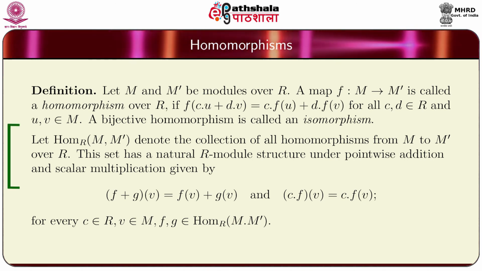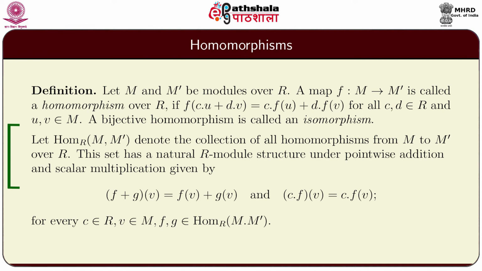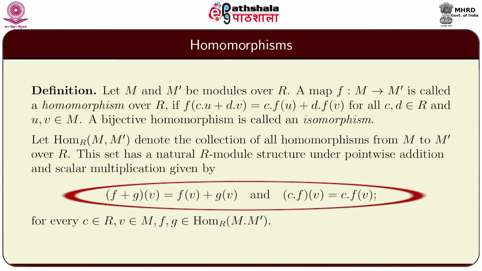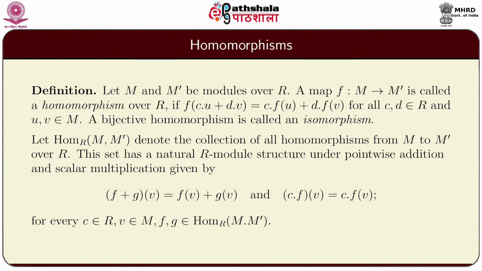And if we collect all the homomorphisms from M to M dash over R and denote it by Hom(M, M dash) over R, then this set has a natural R module structure under pointwise addition and scalar multiplication given by F plus G of V is FV plus GV, and C dot F of V is equal to C dot FV, where C is in the base ring R, V is in M, and F and G are homomorphisms from M to M dash.